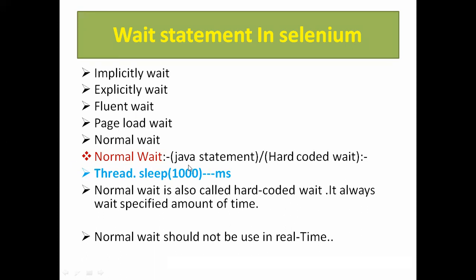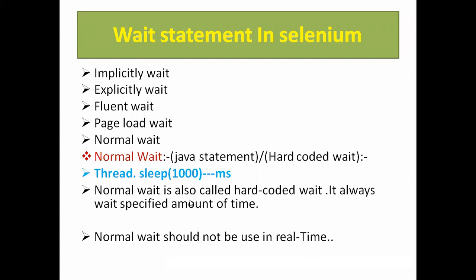So normal wait. In Java, normal wait is Thread.sleep, and this comes from the Java class library. Thread is a class, sleep is a method, and it accepts milliseconds. Normal wait is also called hard coded wait. We can use it for some time, like if you are doing a dry run. If you don't know how much time it is going to take, we can simply use it for the dry run.